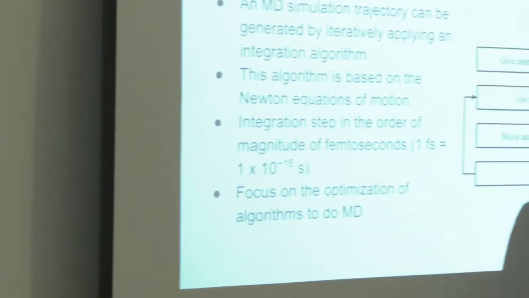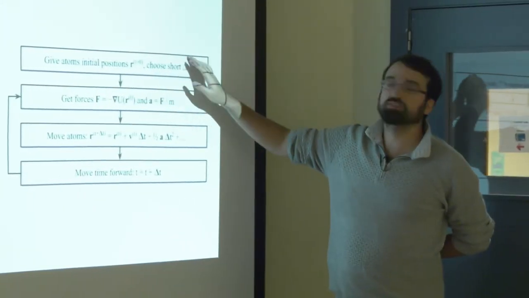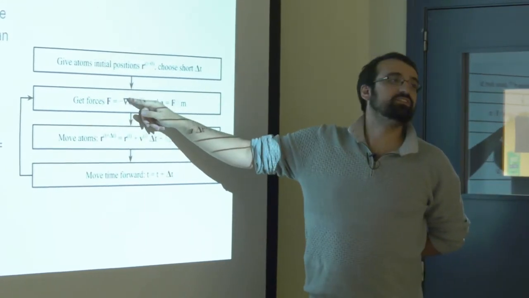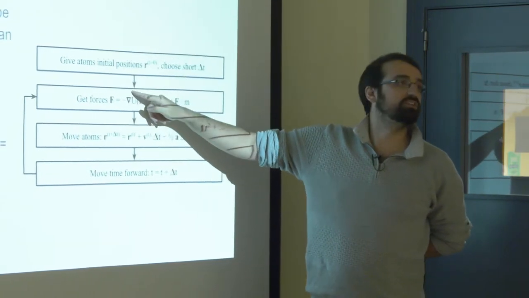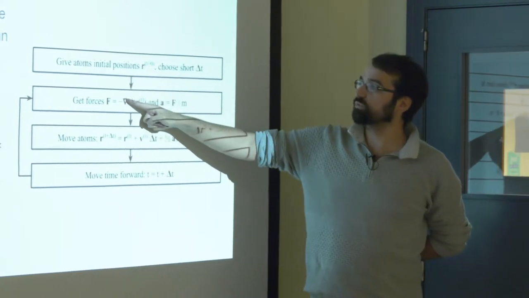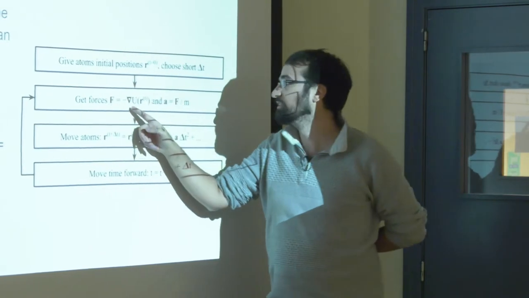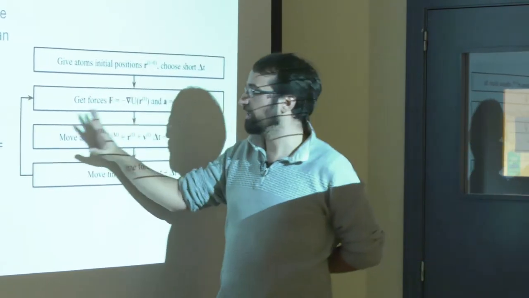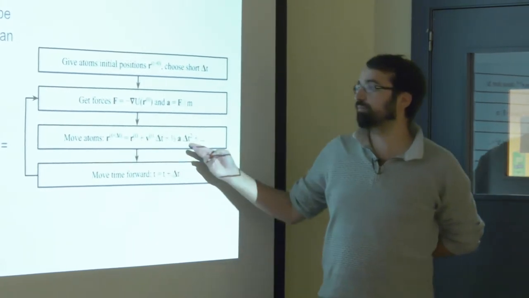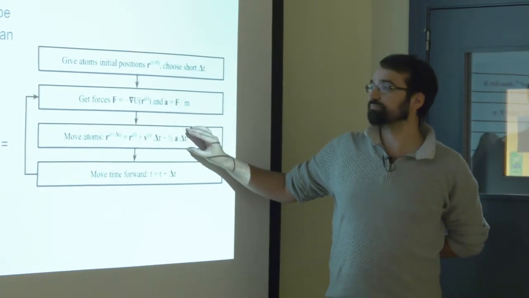So given the atoms' initial positions, we choose a short time step, and then remember this U from before, this energy function. On these coordinates, we can take the gradient. This gradient of the energy function gives us the forces. And the forces give us the acceleration. From this, we can move the atoms to new positions by applying the previous calculations.